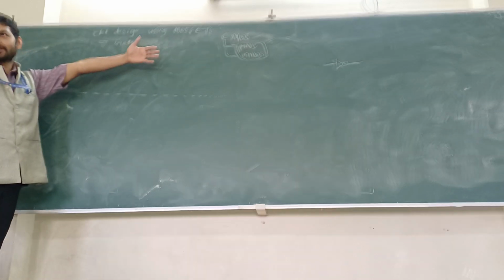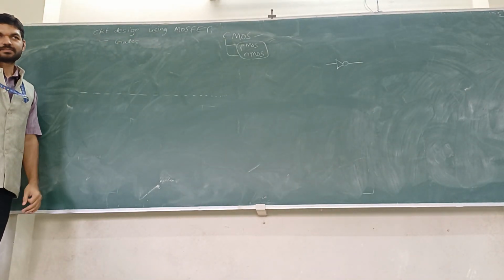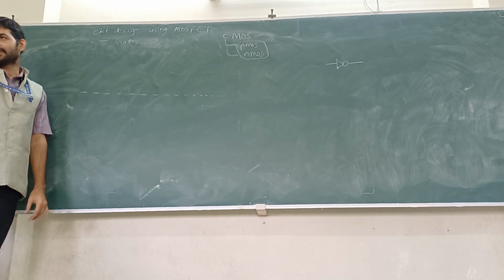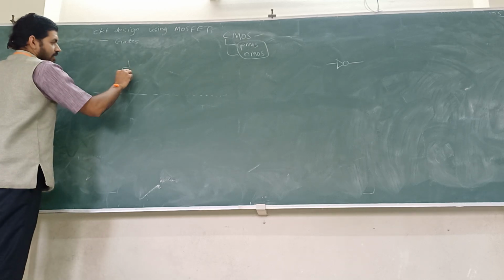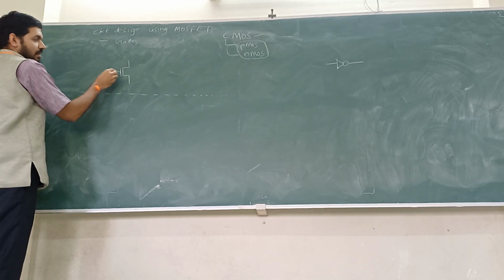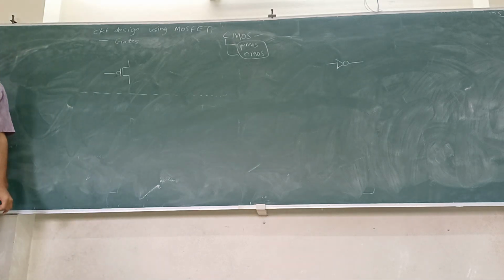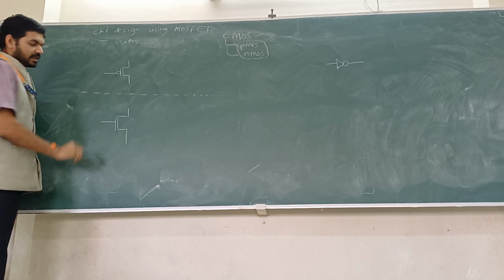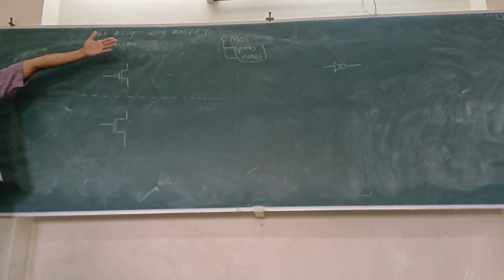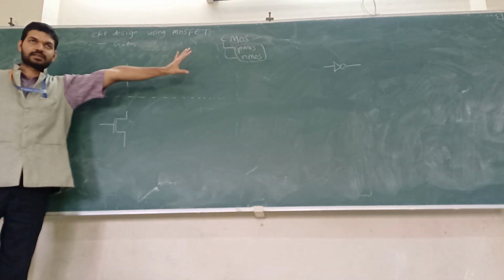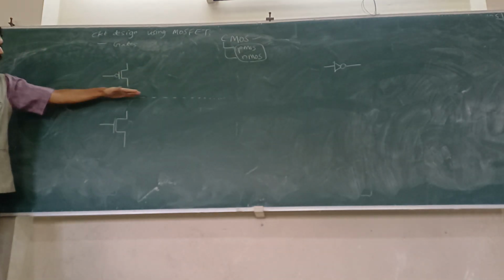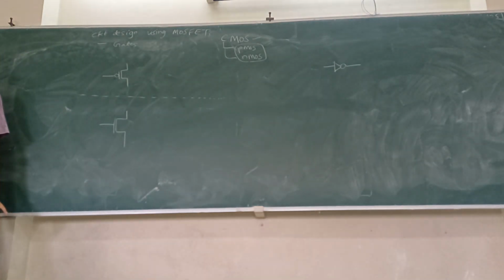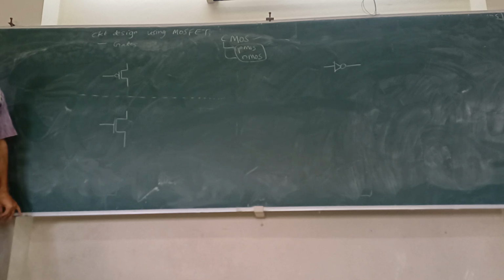Above the demarcation line, we will have P MOSFETs. So first you should know the notation or symbol of P MOSFET. With the bubble, I have P MOSFET. Without the bubble, I have N MOSFET. So the rule says that above the demarcation line, we should place the P channel MOSFETs. Below the demarcation line, we should place N channel MOSFETs. Clear?